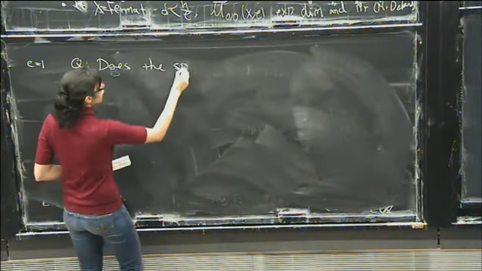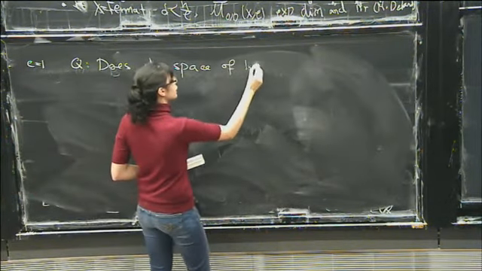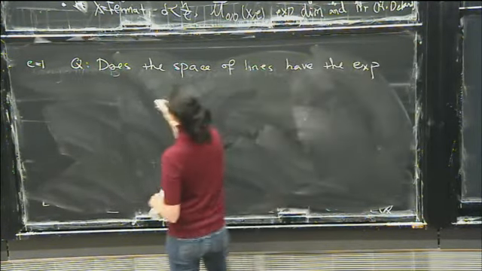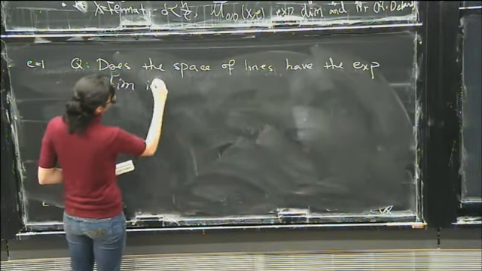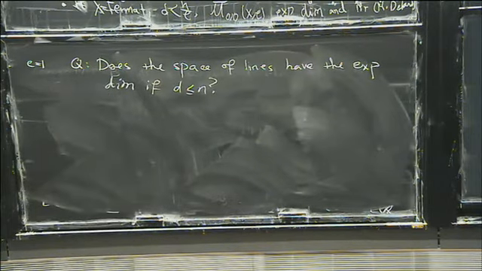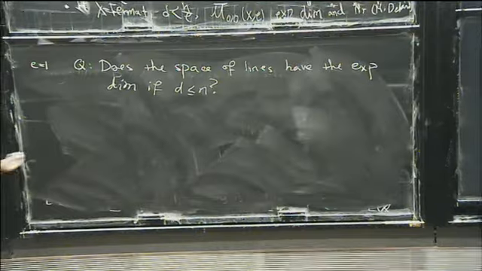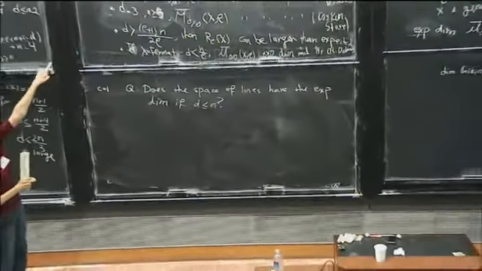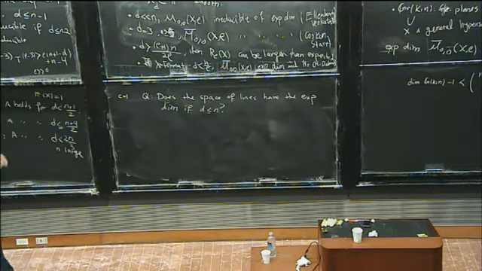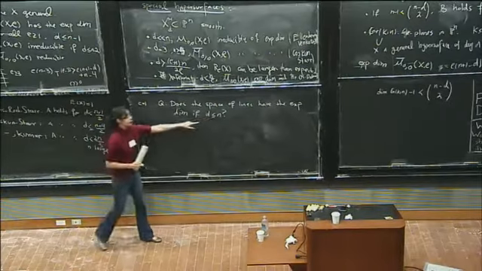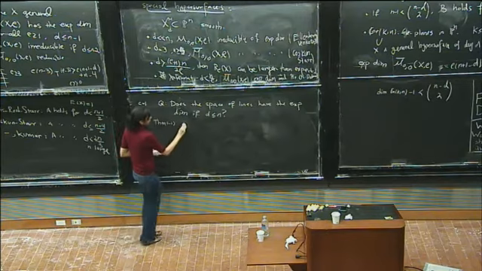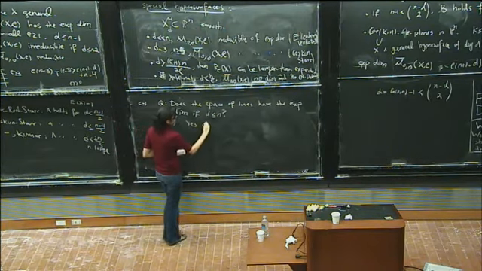does the space of lines have the expected dimension, if D is less than or equal to n? So if we look at the first bound that we get over there, the n should be much larger than D. That doesn't give anything interesting here for small values of n, for example. But what we can show is that the answer is yes if D is less than or equal to 8.